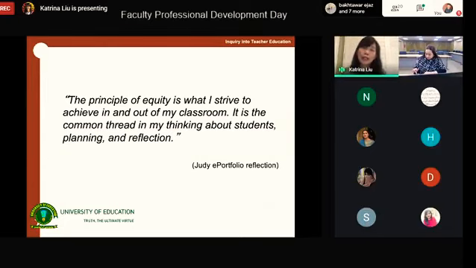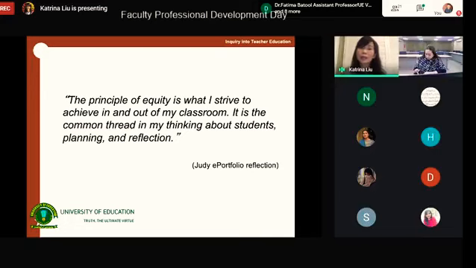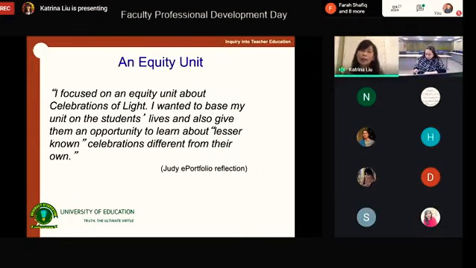So she articulated in her e-portfolio that the principle of equity is what she strives to achieve, and is the common thread in her thinking about students' planning and the reflection. In terms of action, she designed an equity unit, trying to include different cultural practices and different cultural celebrations based on the families of the students in her classroom.